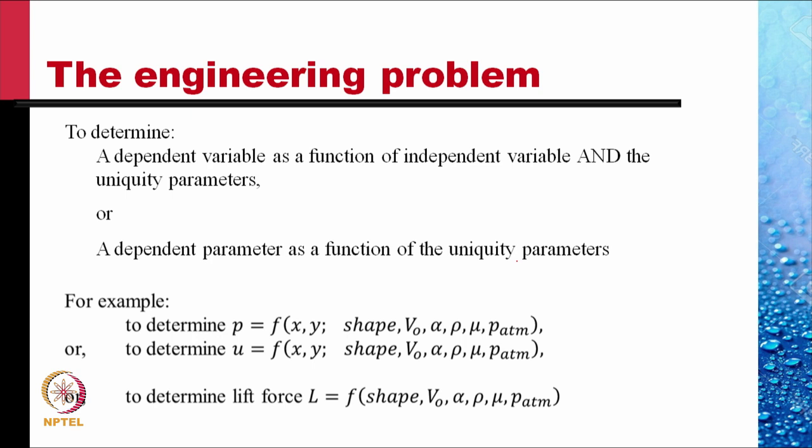Similarly, the velocity u could be a function of the same set of independent variables and uniquity parameters. Or if the result desired is a dependent parameter like lift, the lift force L is a function of the shape, V naught, alpha, etc. It is a function only of the uniquity parameters. The independent variables are not in this list. This is the nature of the engineering problem.